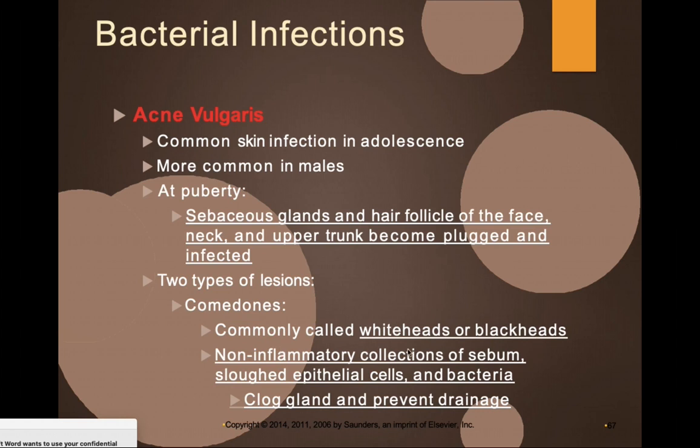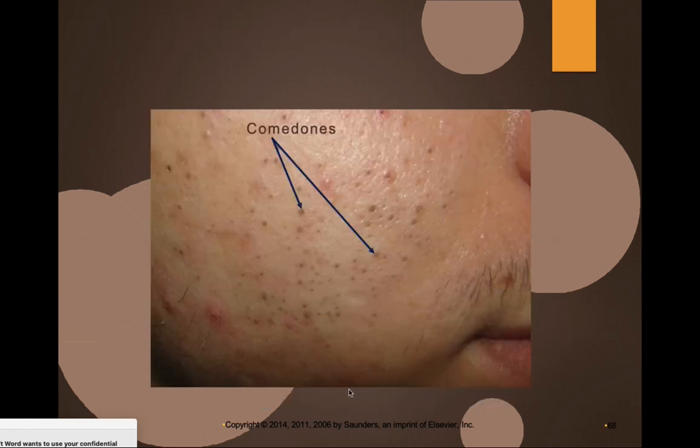It's a non-inflammatory collection of sebum, sloughed epithelial cells, and bacteria. And then what happens is it clogs the gland and it prevents the appropriate drainage. So these are comedones, right? These look like blackheads right here.